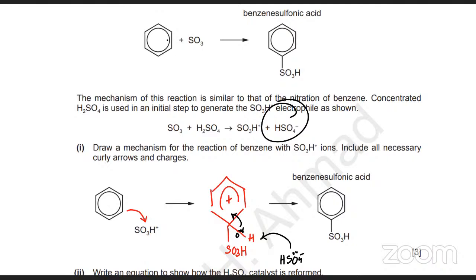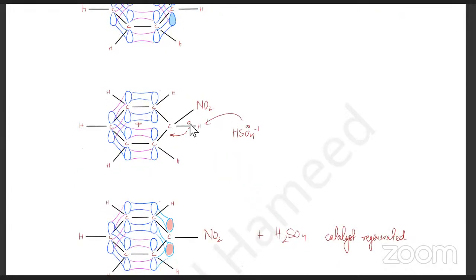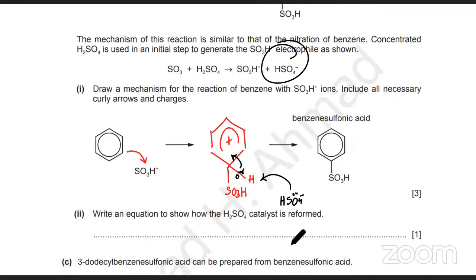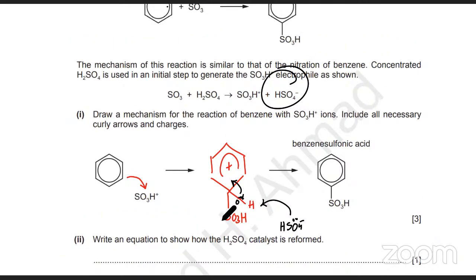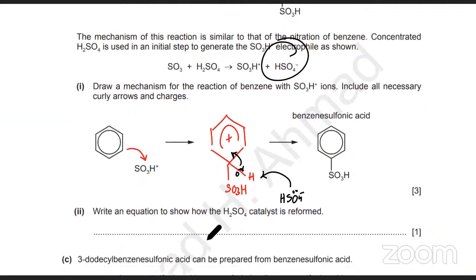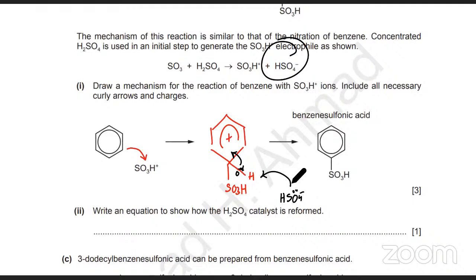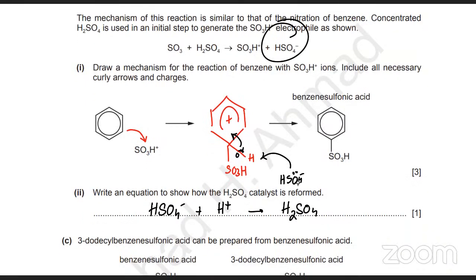So this is exactly what happened over here as well: when the H lost its electron, where did the H+ go? It got attracted to the electrons in the HSO4- molecule. So that is exactly what's happening. Okay, so write an equation to show how the H2SO4 catalyst is reformed. So that's happening over here. The HSO4- grabbed the H+ that was lost and it ended up as H2SO4 back again. Is that clear?